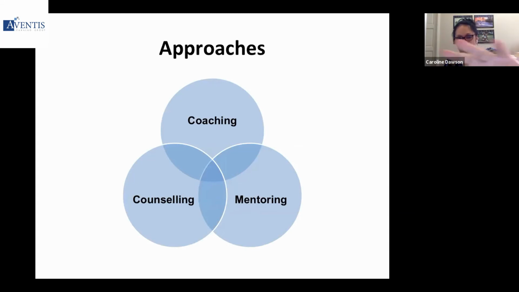I want you to have a look at this. This is very powerful, a great nugget, so please take a picture of this. At the workplace, especially if you are managing people or you have subordinates under you, you have to offer assistance to them. You could either coach them, counsel them, or mentor them. Makes sense, right, everyone?